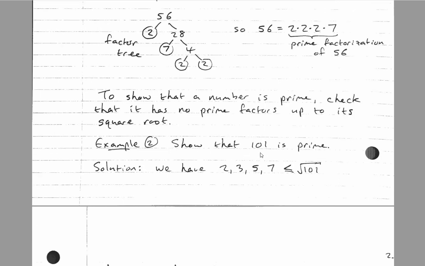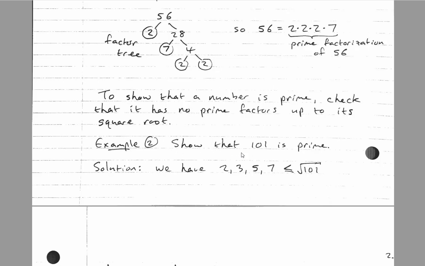Well, we saw if a number does have factors, then one of them has to be less than or equal to the square root. You can't have all the factors bigger than the square root. So if you're checking to see if a number is prime, just check the primes smaller than the square root. If none of these divide the number, then it has to be a prime number.